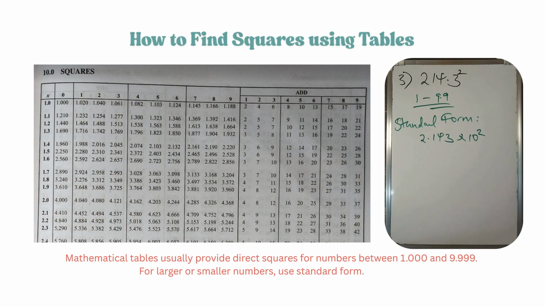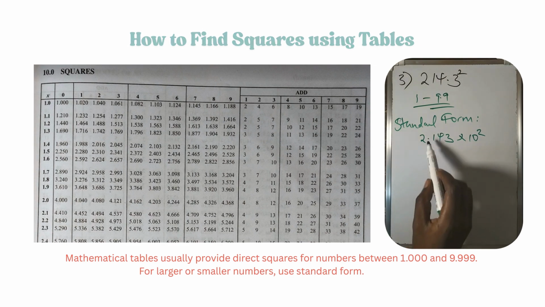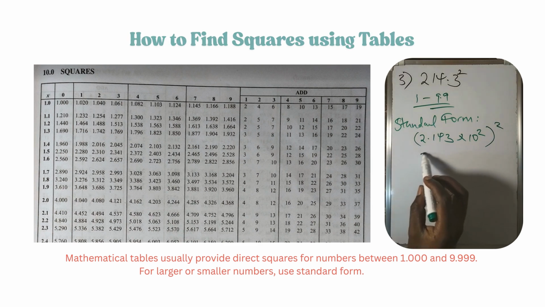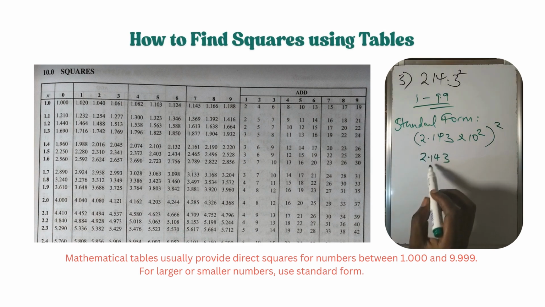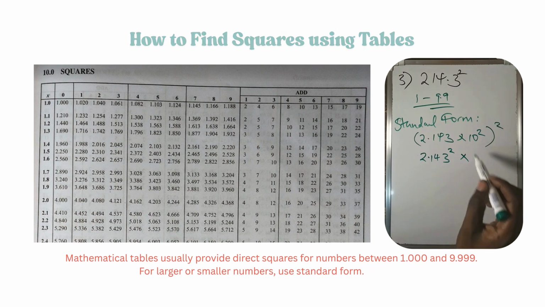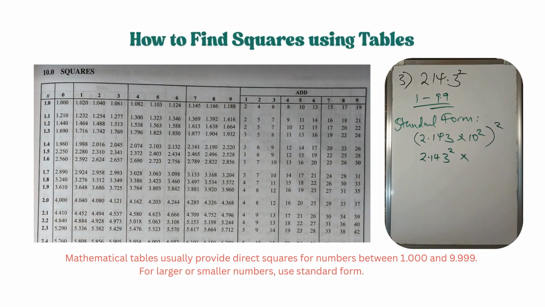To find the square of this number, we are going to square 2.143 times 10 squared. This will be the same as 2.143 squared times 10 squared. I know by grade 8 you don't know much about the indices, but when you square 10 squared, you'll have 10 raised to 4.